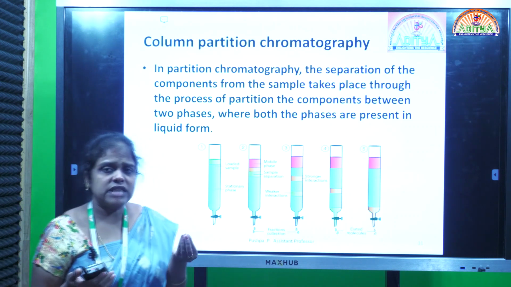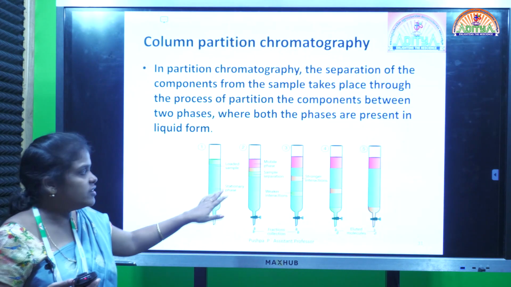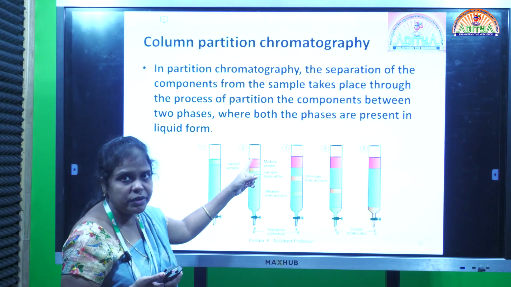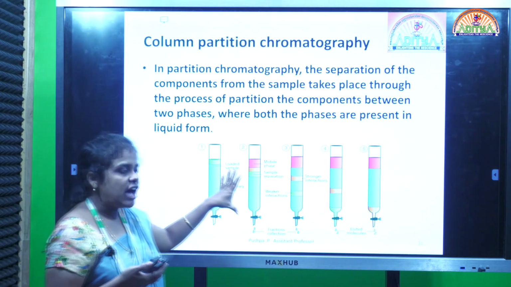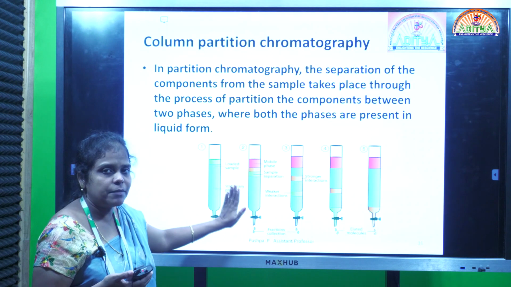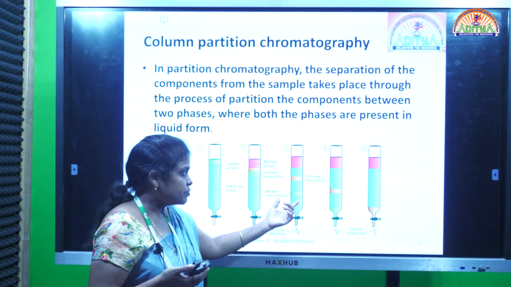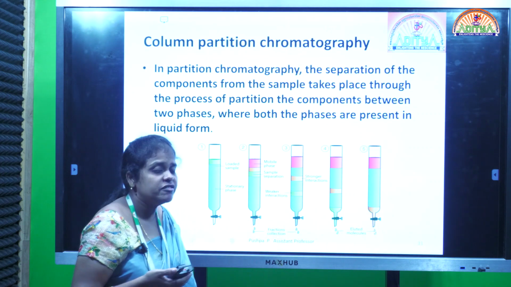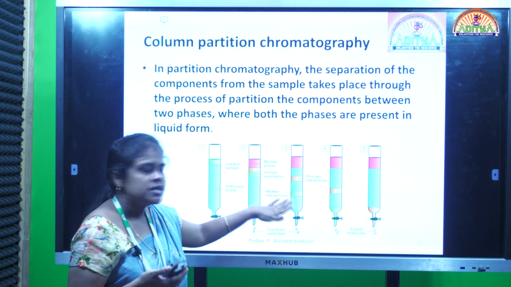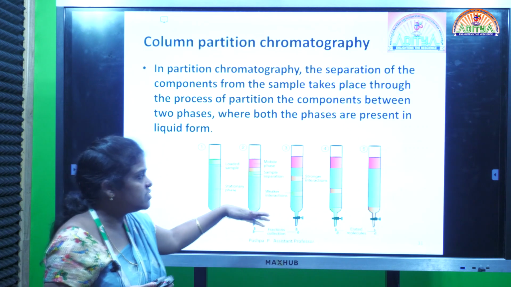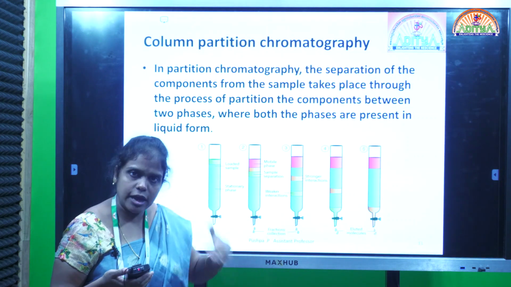If the components of that sample have more solubility with the stationary phase, they will interact with the stationary phase. If they have more solubility with the mobile phase, that is the pink color one, they will dissolve in the mobile phase and move on with it. So we leave this system like this for some time for better solubility and better interactions. After that there will be weak interactions and strong interactions. That means if the sample has more interaction with the stationary phase, it will interact strongly with it. If it does not have that much interaction, it will interact weakly with the stationary phase. Based on those interactions, they will elute at different times.